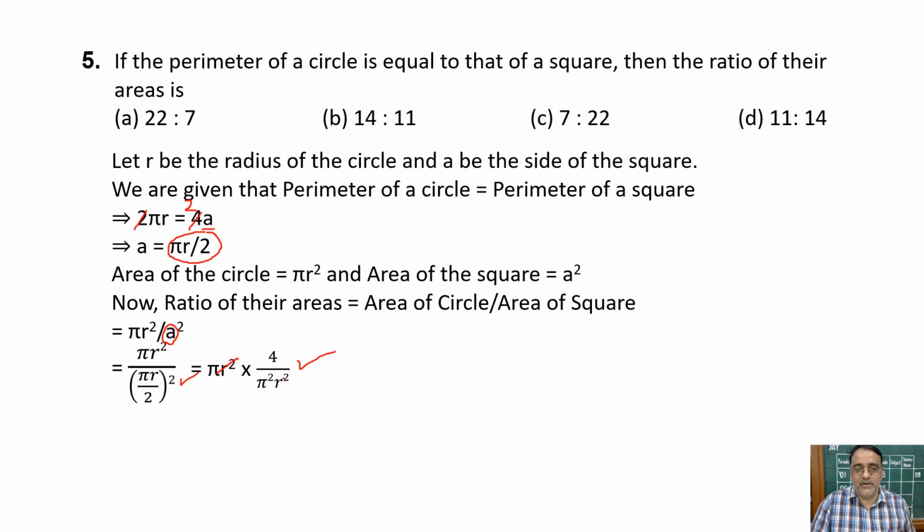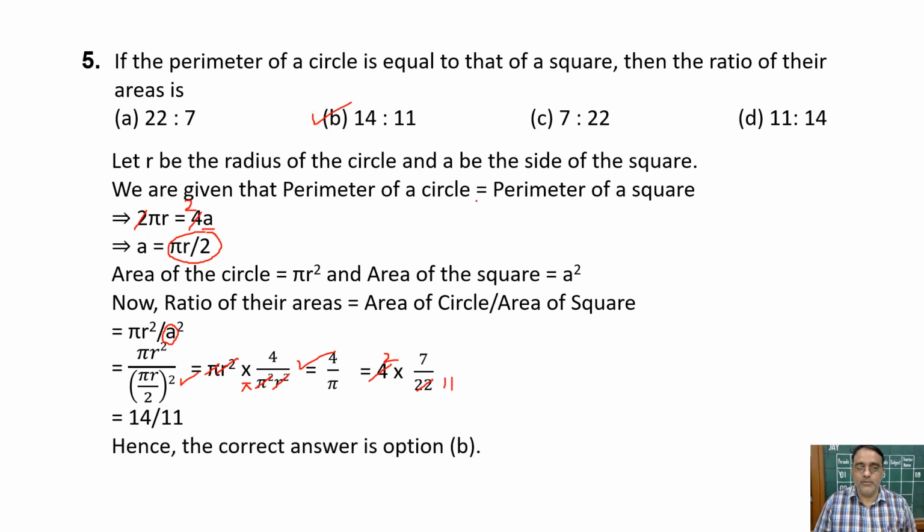Yes, sir. R square we can cancel, and 1 pi also we can cancel. So we'll get 4 by pi. And pi is nothing but 22 by 7. So if we write it in multiplication, we have to write the reciprocal. So finally what we are going to get is 14 by 11. So which option is the correct one? Option B. Option B, right.